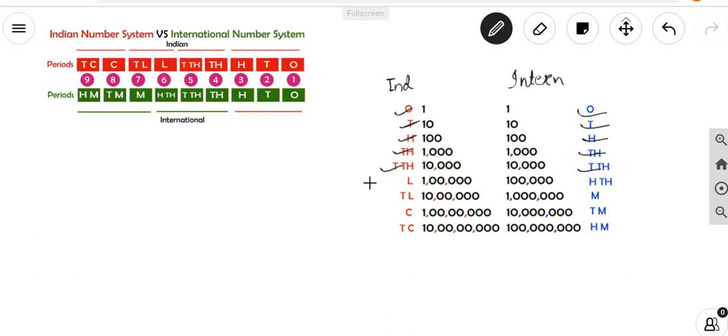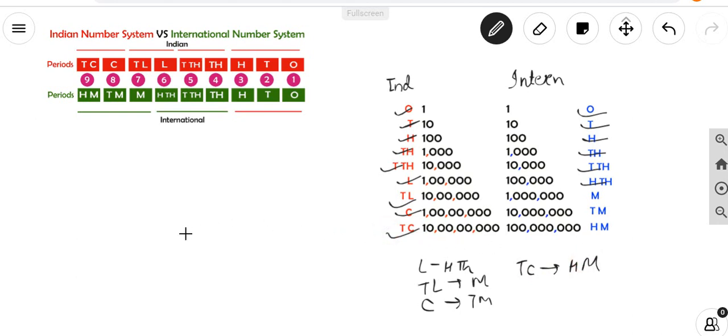But the main difference starts from here. The lakhs equals 100,000. And 10 lakhs equals a million. Crore equals 10 million. And 10 crore equals 100 million. Is that clear?